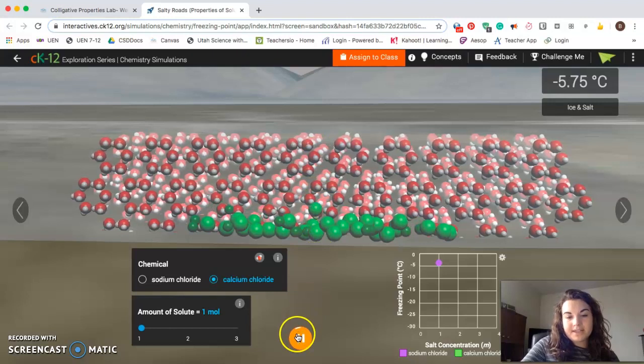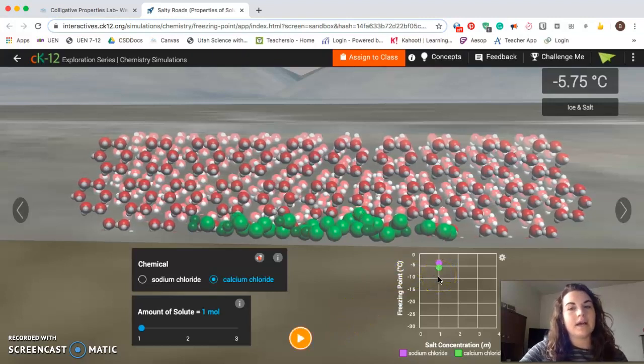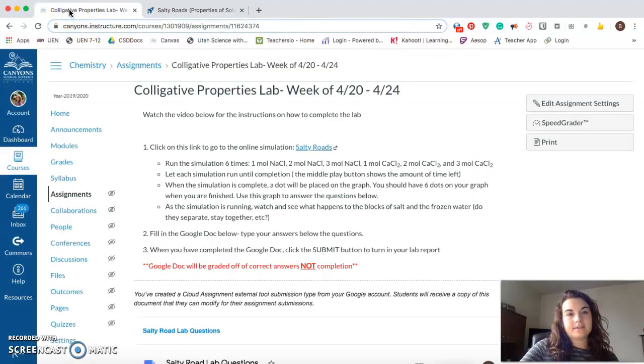Once again, we're going to let it run until the simulation is complete, and a dot will be added to our graph again. Oh, there it is, a green little dot. So this is telling us if I add 1 mole of calcium chloride, it will freeze at negative 5.75 degrees Celsius. Okay, so like I said, you're going to have 6 dots on this graph by the end of this because you're going to run it for 1, 2, and 3 moles. You can use this graph to then complete the next set of questions on Canvas.